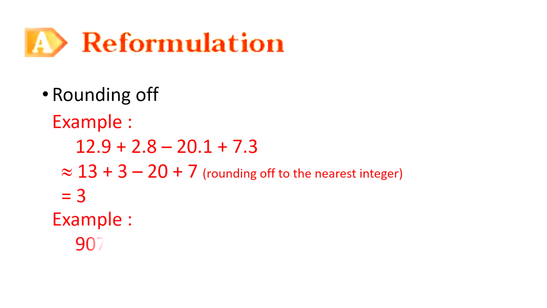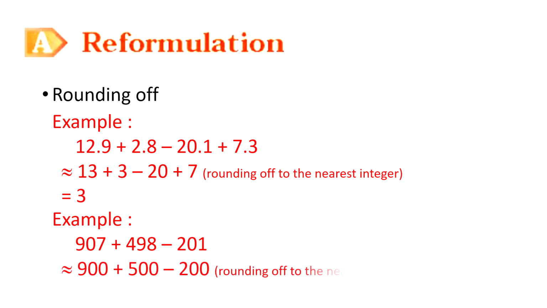Another example, by using rounding off to the nearest 100, what we get is 1200. I'm sure that you understand what is the meaning of rounding off.